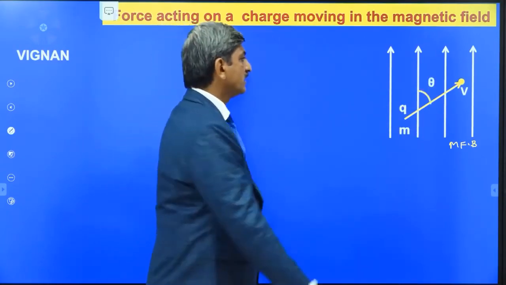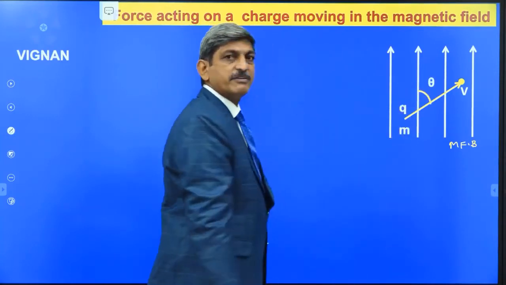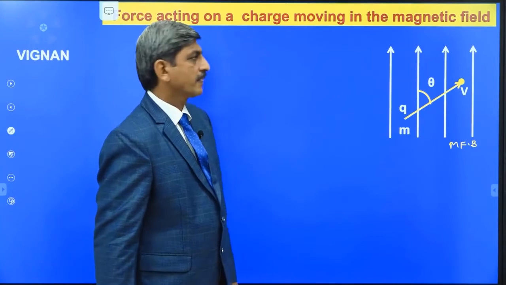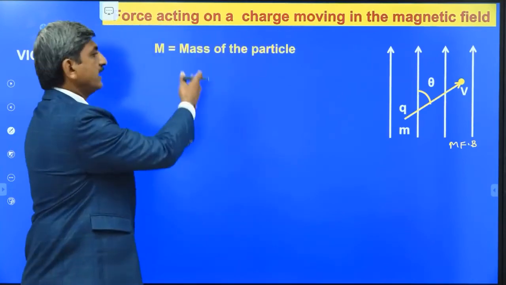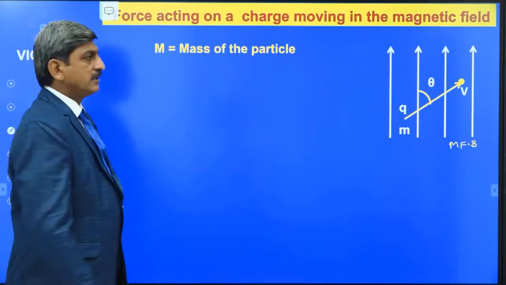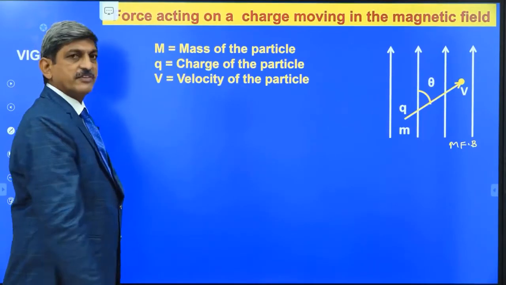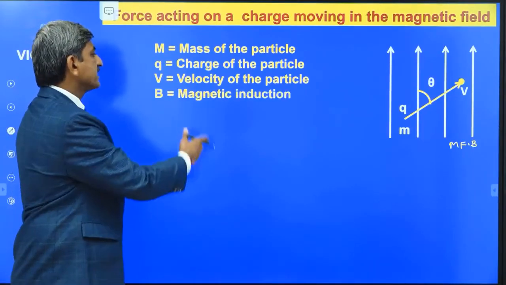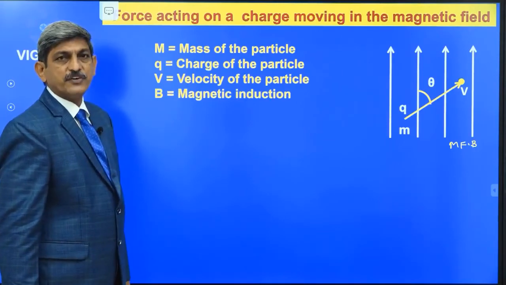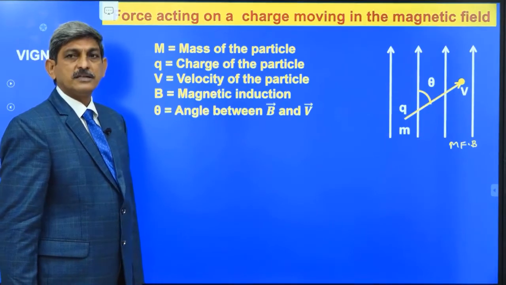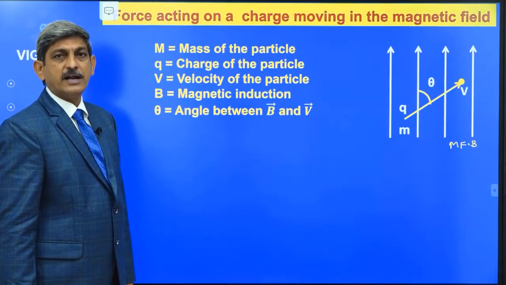Let us assume that theta is the angle between the direction of the magnetic field and the velocity of the particle. Here, m is the mass of the particle, q is the charge of the particle, v is the velocity of the particle, B is the magnetic induction of the uniform magnetic field, and theta is the angle between the direction of the magnetic field and the velocity vector.